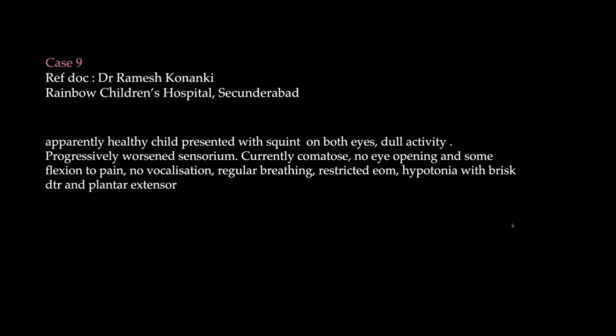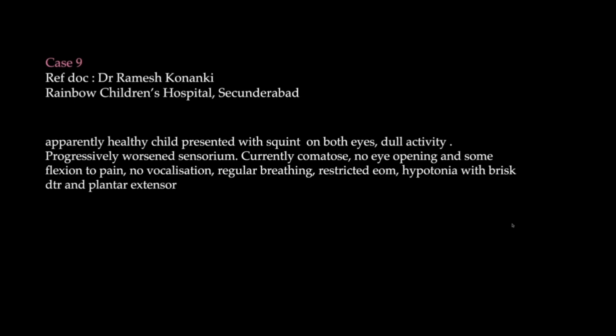Okay, thank you. Moving on to our next case. I think this was a 3-year-old child, apparently healthy but presented with squint on both eyes and dull activity, which progressively worsened sensorium. Currently, the child is comatose with no eye opening. Do you want to add?